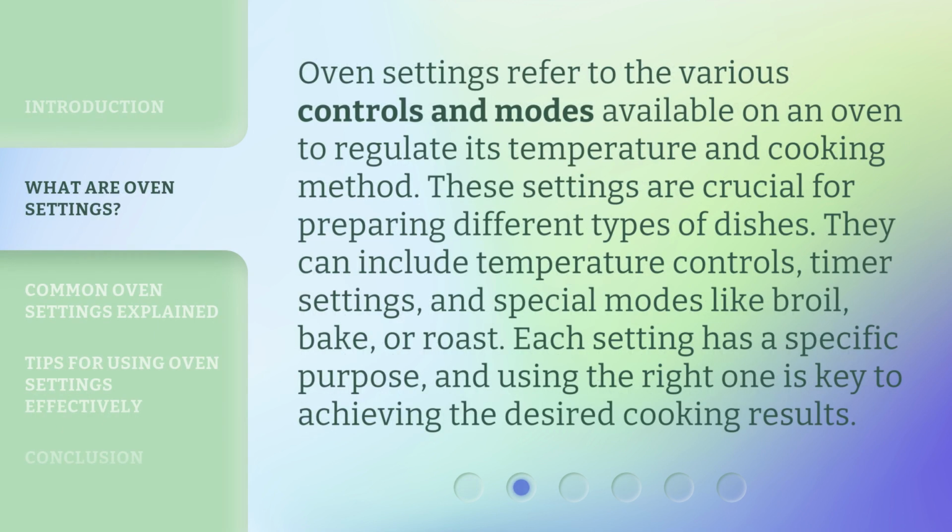Oven settings refer to the various controls and modes available on an oven to regulate its temperature and cooking method. These settings are crucial for preparing different types of dishes. They can include temperature controls, timer settings, and special modes like broil, bake, or roast. Each setting has a specific purpose, and using the right one is key to achieving the desired cooking results.